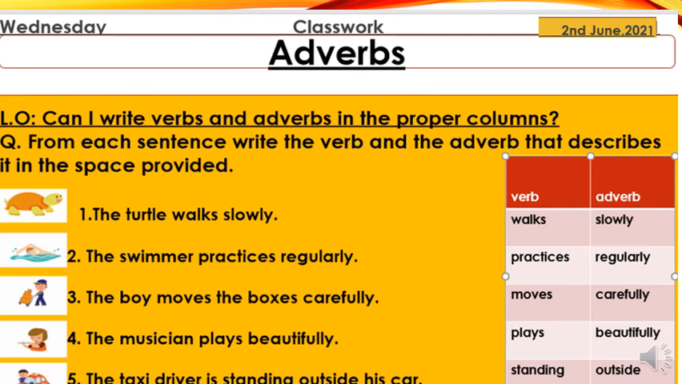Come to number 4. The musician plays beautifully. Can you see a musician in the picture? And what is he holding? Can you name this musical instrument? Yes, it is a flute. So the musician plays beautifully. So what is the action word here? Yes, it is plays. And how she plays the flute? She plays it beautifully. So beautifully is the adverb.